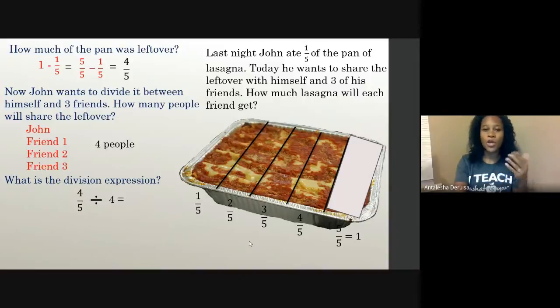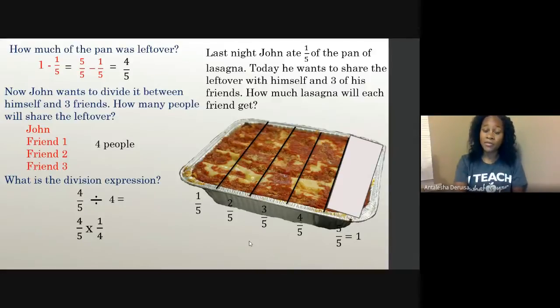We know how to divide with whole numbers. So we're going to change this division into multiplication by making an equivalent expression. So we should know from last week that dividing by a number is the same as multiplying by the reciprocal of that number. So in this case, we have 4/5 divided by 4. So dividing by 4 is the same as multiplying by the reciprocal of 4, which is 1/4. So our new expression is 4/5 times 1/4.